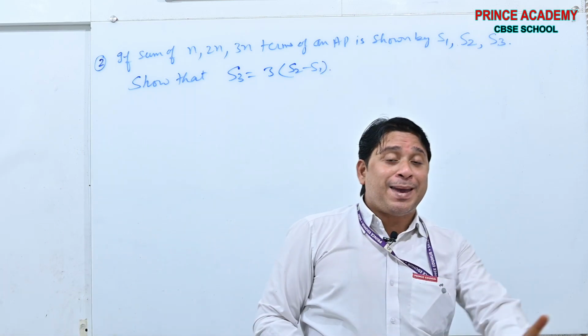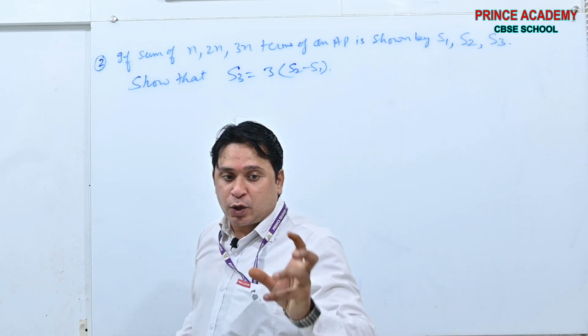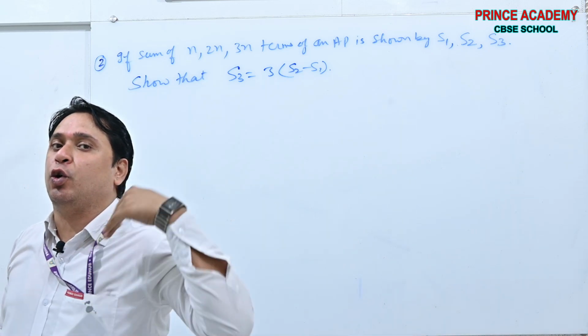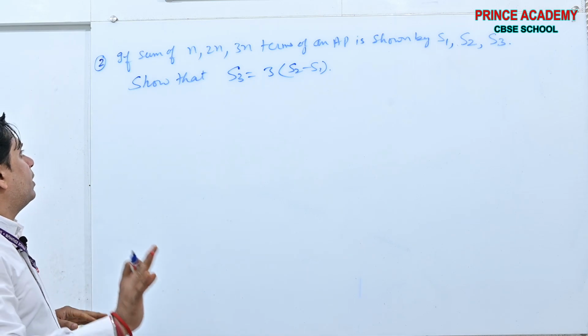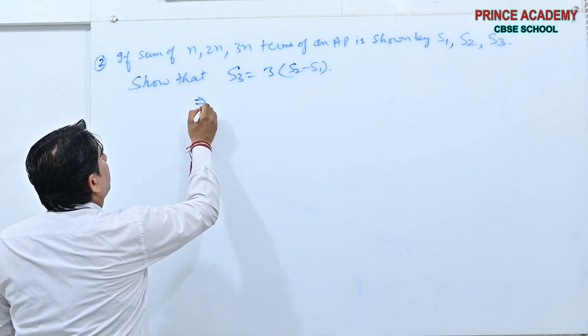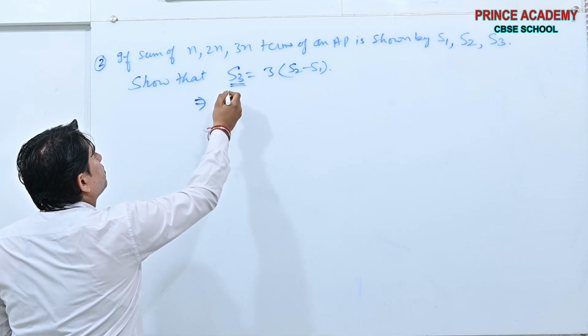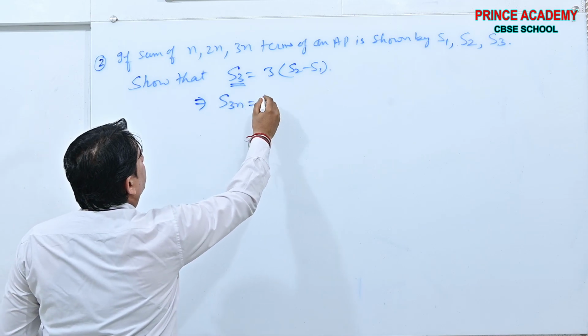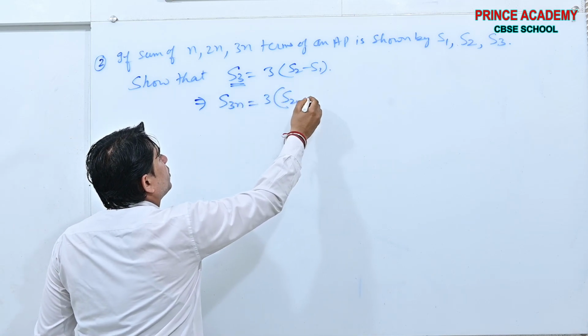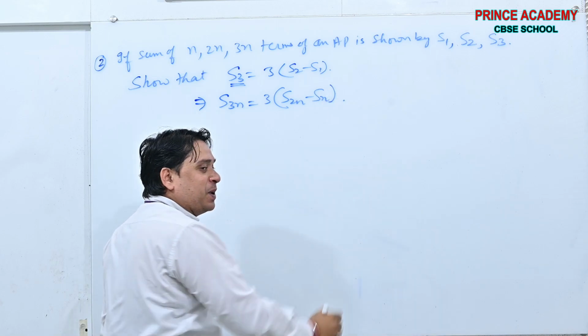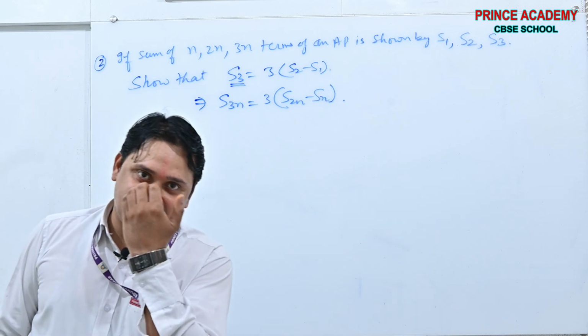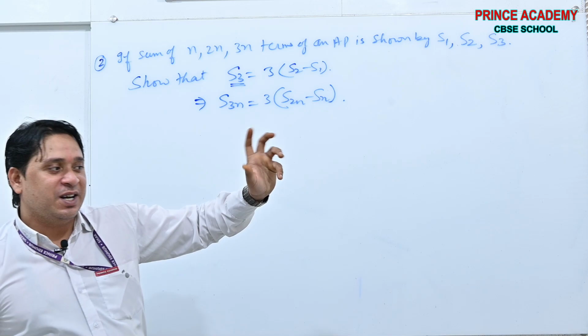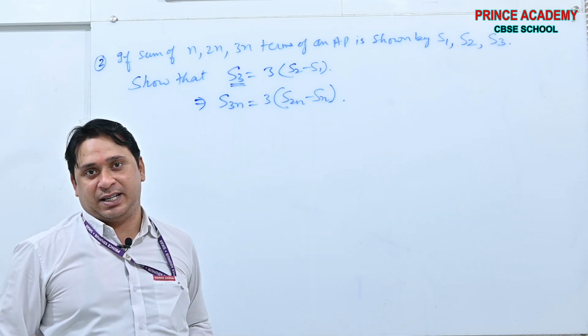See beta, the AP is the same. The sum of the first n terms is shown by S1. What I am saying beta, what does it mean? This means S3n is equal to 3 into S2n minus Sn is to be proved. Okay, I changed the face of the question. Now it is much easier to understand.